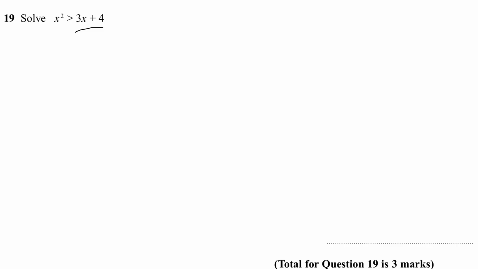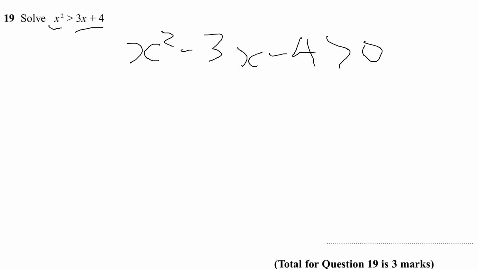Okay, so step one, make it so it's greater or less than 0. So, subtract 3x and then subtract 4. So we have x squared minus 3x minus 4, and that is going to be greater than 0. Our next step is to factorize this quadratic.